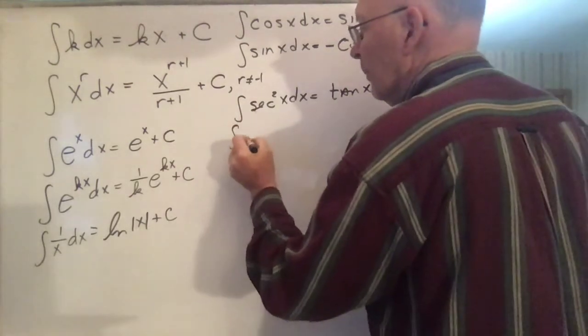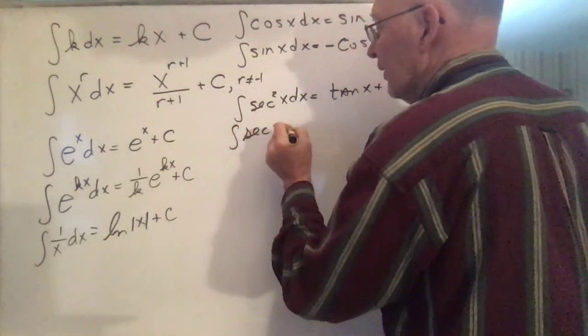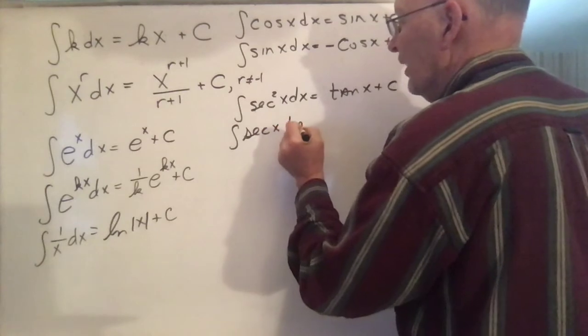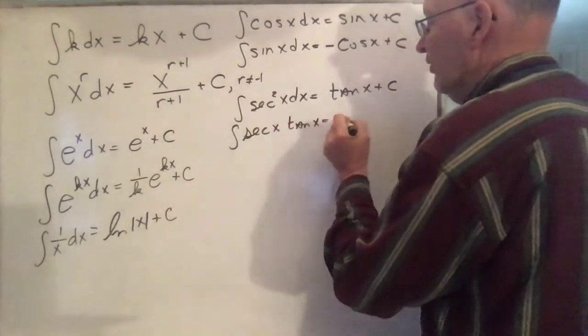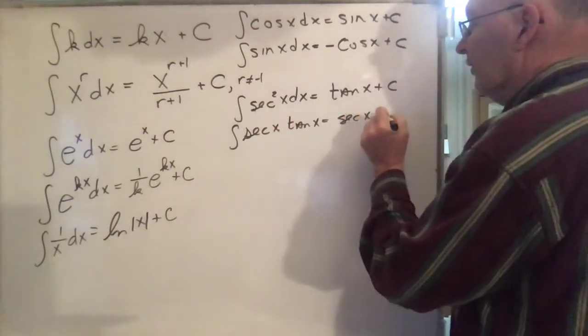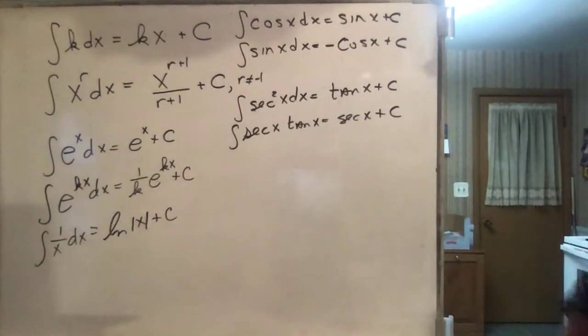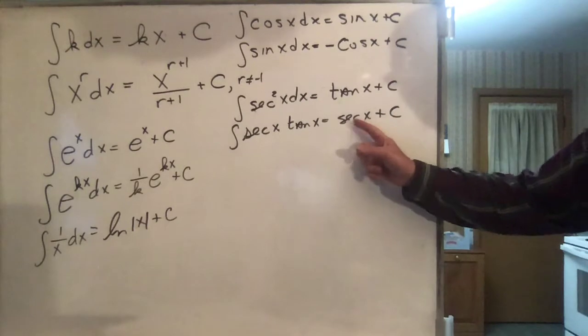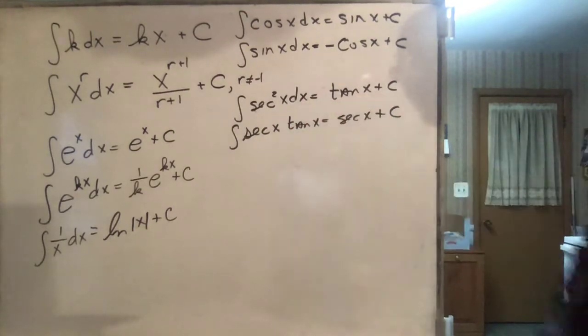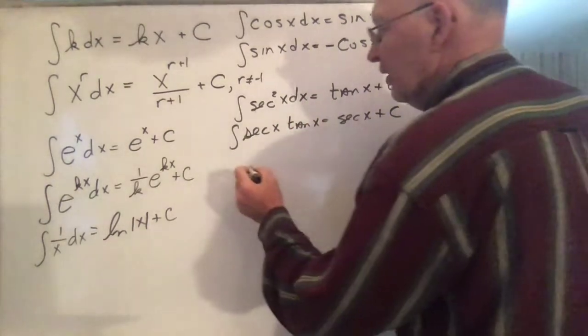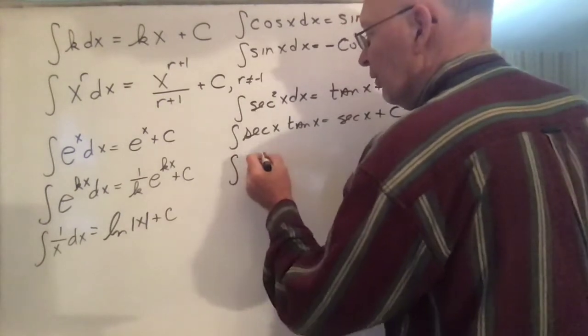Another one that I remember is the antiderivative of the secant of x times the tangent of x is equal to the secant of x plus c. All of these are gotten just from the fact that I know the derivative of this is this. The derivative of this is this. And two more, which we'll also play with a little bit.